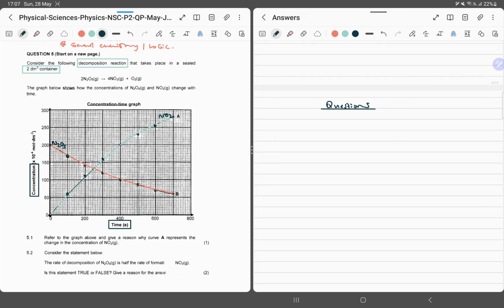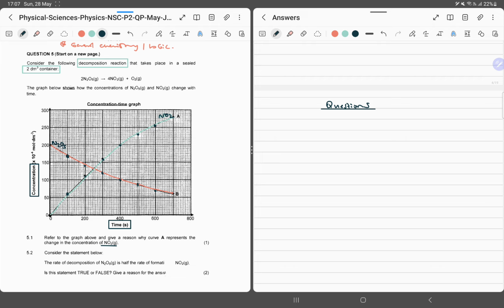Well, maybe for comparison purposes. We will see. It says refer to the graph above and give a reason why curve A represents the change in the concentration of nitrogen dioxide gas. I mean, it's the product. Initially there was nothing, but as this one decomposes, it will form a product.